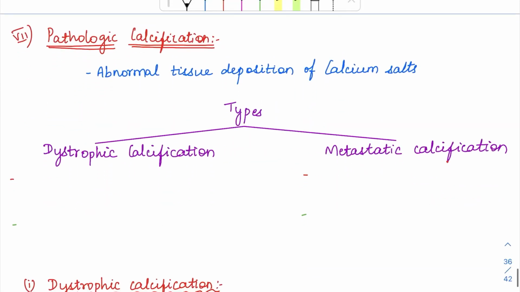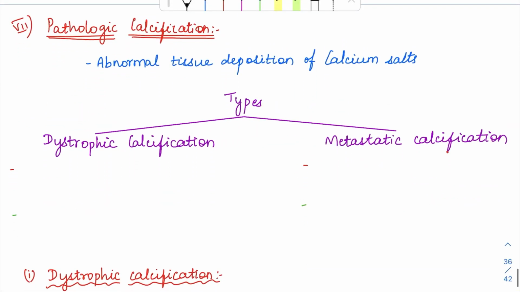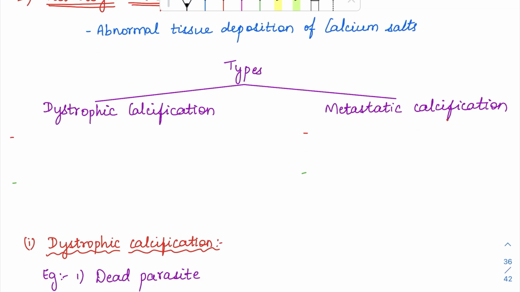Next, we'll move on to pathologic calcification. Pathologic calcification is nothing but abnormal deposition of calcium in tissue. We have two types of pathological calcification, which are dystrophic and metastatic. In dystrophic calcification, you remember it is D for D. The calcium deposits are going to be in dead and degenerating tissues.